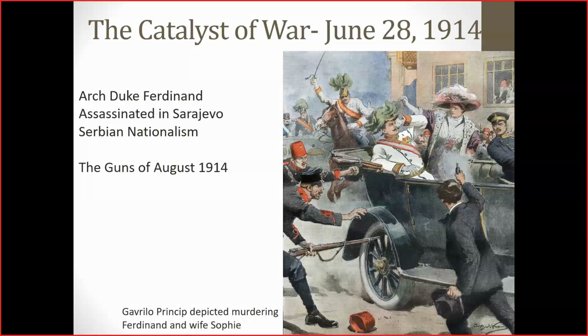And in a myriad of events, there was a failed attempt at killing Franz Ferdinand, and ultimately his motorcade is going through Sarajevo despite warnings to the contrary that they should even be there at all. And his driver made a wrong turn, had to stop the car, allowing Gavrilo Princip to assassinate Franz Ferdinand and his wife Sophie in Sarajevo.